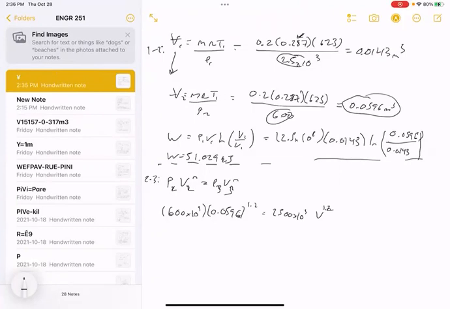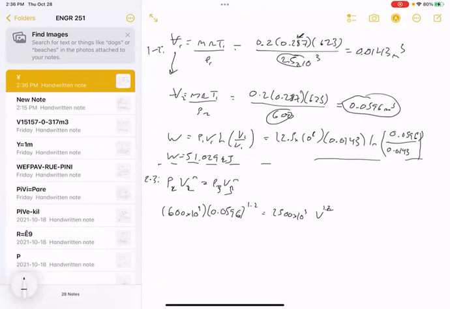But we can find V just algebraically, right? So if we take the left-hand side, we do 600 times 10 to the 3 times 0.0596 to the power of 1.2. And then we divide that by the 2,500 times 10 to the 3.